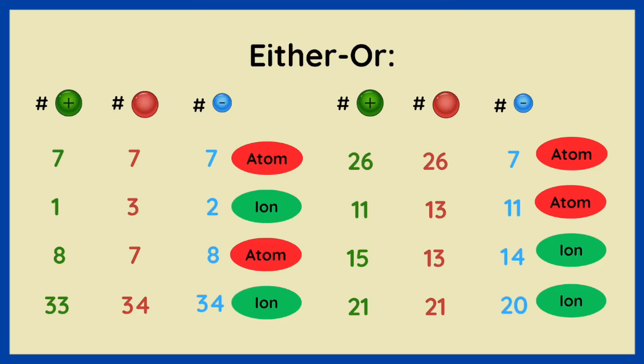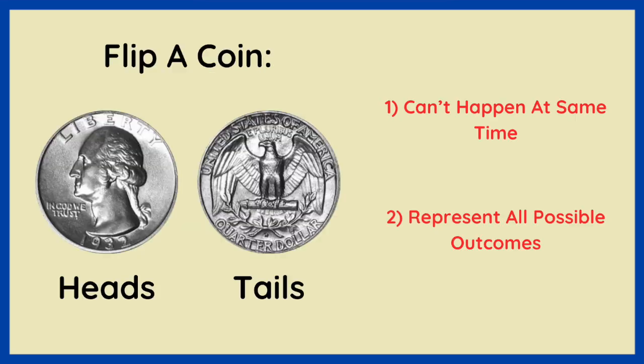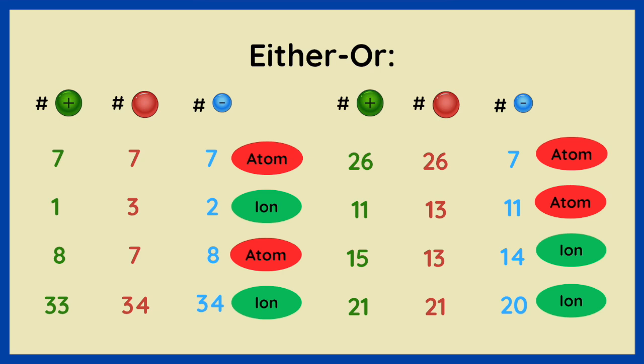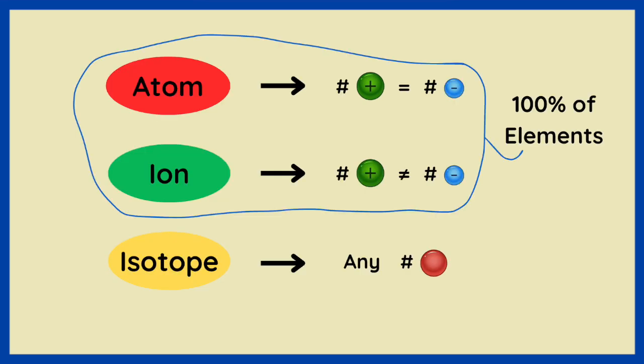Remember, we mentioned earlier that no matter what combination of subatomic particles our element has, it must either be an atom or an ion. As I said, this is just like flipping a coin. When we flip a coin, it's either going to be a heads or tails, and there's no other outcome. Analogously, an element is either an atom or an ion. There will never be an element that won't be either of these two categories. In other words, atoms and ions already account for 100% of all elements. But what does that have to do with isotopes if atoms and ions already comprise all elements?